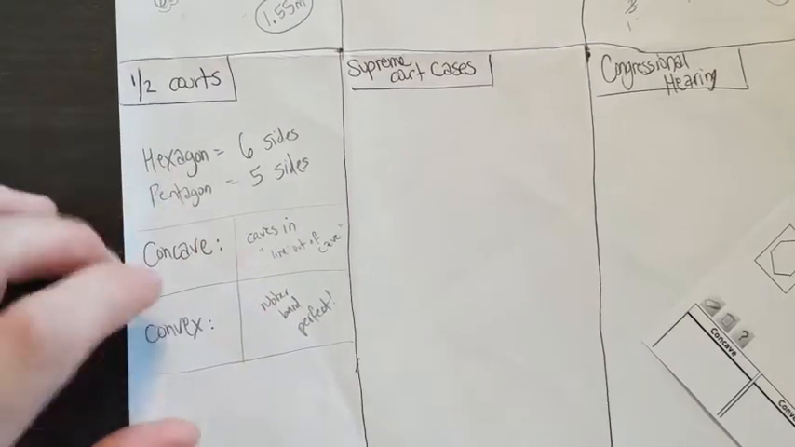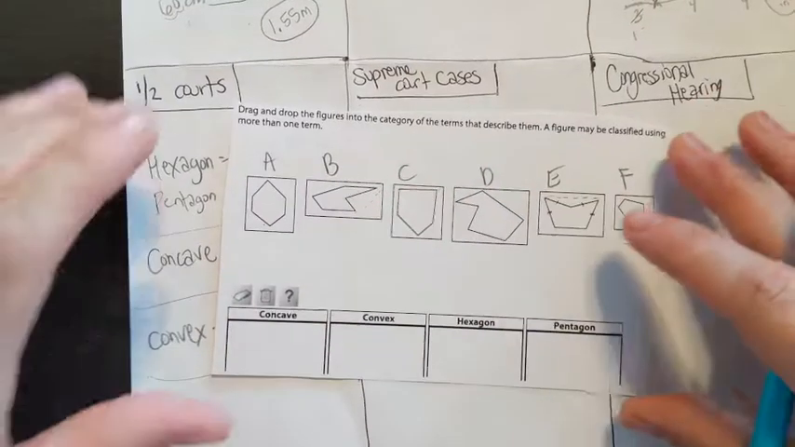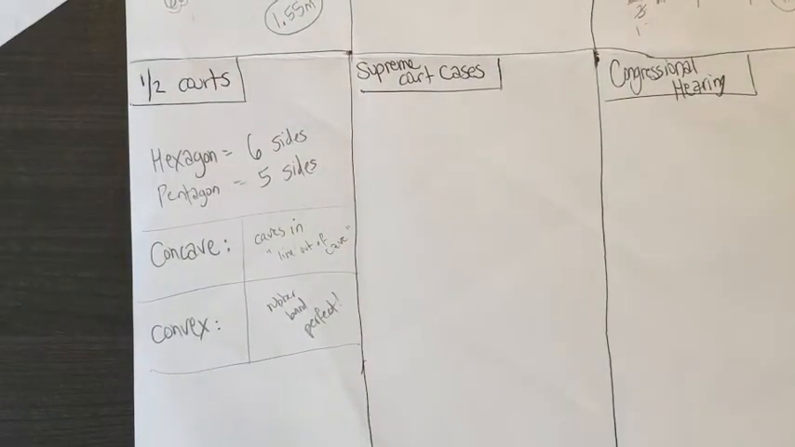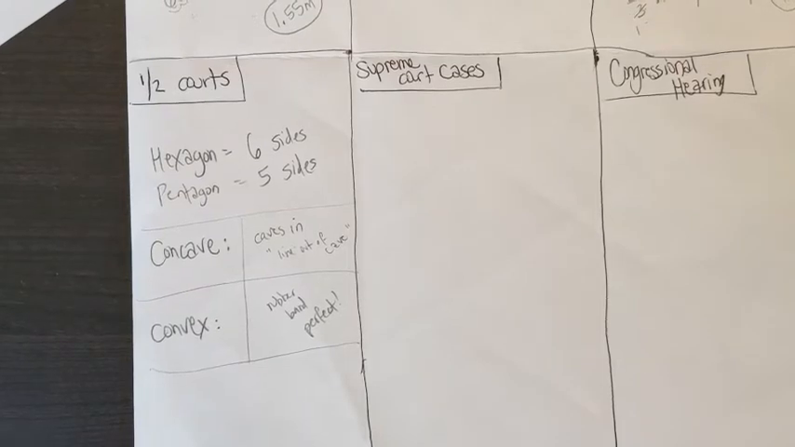That will help you remember what those two shapes are when you get to that problem on the test. All right, the next one, Supreme Court cases. We only have 2 more to get through.